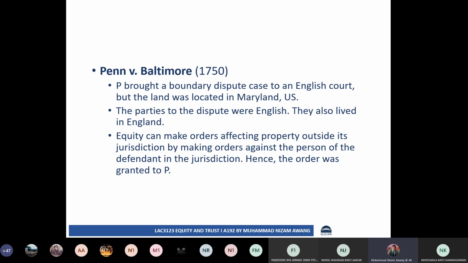So based on the maxim that equity can be enforced against the person, the English court had competent jurisdiction in this case to hear the case because the parties were all English people. They lived in England, so it is much more convenient for the English court to hear the case. So that is equity, because the enforcement of the order is against the person rather than the property.